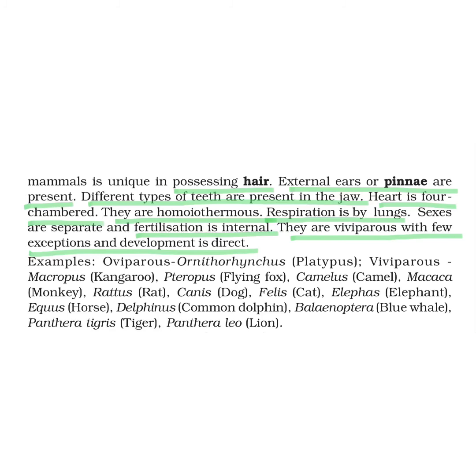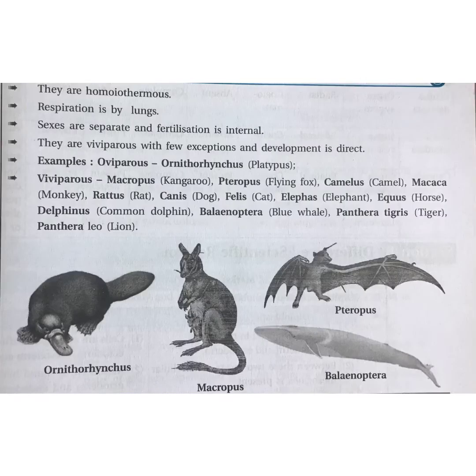Common examples: dog, scientific name Canis; cat, scientific name Felis; elephant, Elephas; horse, Equus. Then the dolphin, which is the common dolphin, Delphinus; blue whale, Balaenoptera; tiger, Panthera tigris; lion, Panthera leo. So in this way there are so many examples, but a few important examples are discussed here, and you have to remember all of them.